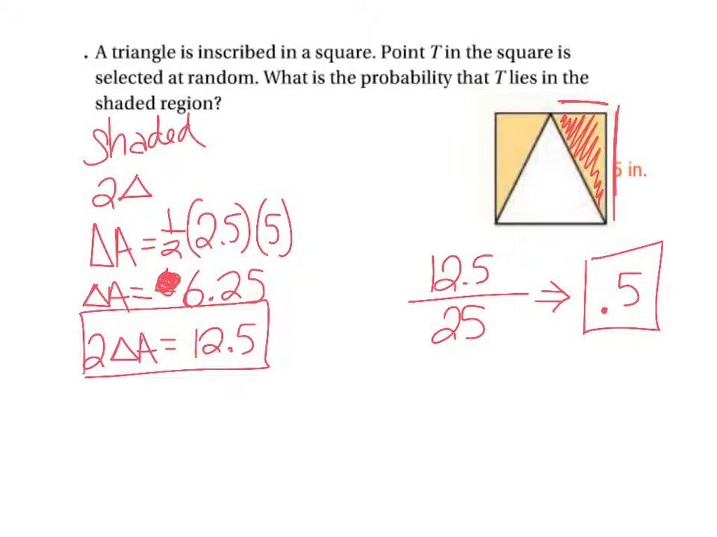Which really means, I don't know if you would have noticed this or not, but these 2 yellow pieces are actually the same size as this white triangle here, which should make sense, because if I draw a line right down the middle, this triangle and this triangle are identical. This triangle and this triangle are identical.